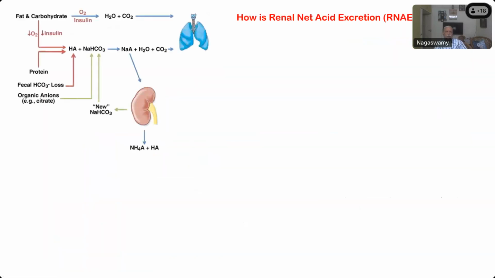Now, how is the renal net acid excretion calculated? We saw that more hydrogen ions are being eliminated from the body to maintain the slightly alkaline pH. So is there any way we can calculate how hydrogen ions are eliminated, or how net acid excretion is calculated? Sometimes this may be asked.